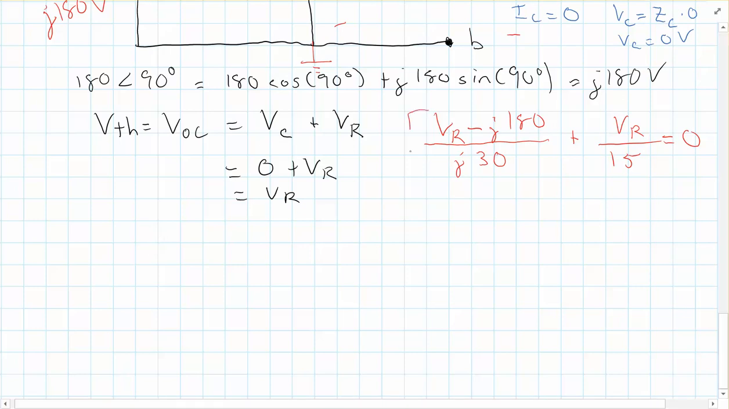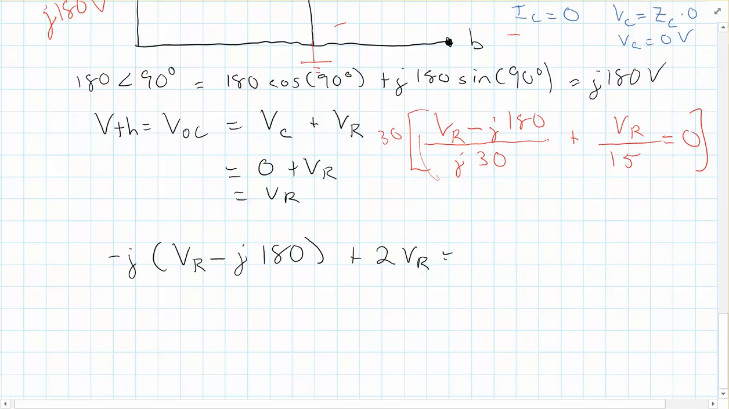Now, just like we've done before, we would look at multiplying this by something. Now, in the previous example, I said, oh, I don't multiply by the j, and I'm not going to in this case. I'm just going to multiply through by 30, and then recognize I can just bring that j up into the numerator by doing a negative j. So what would we have here? Well, 30 times 30 is going to cancel out. So you'd wind up with negative j times the voltage across the resistor minus j180 plus 2 voltage across the resistor equals 0.